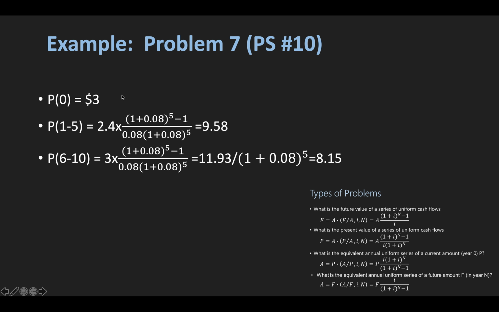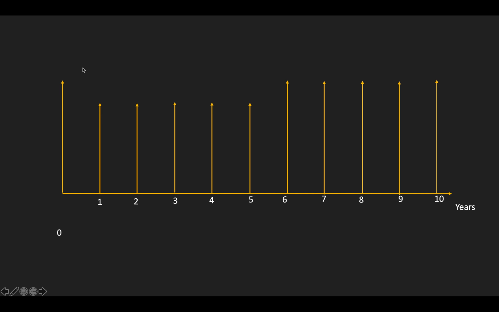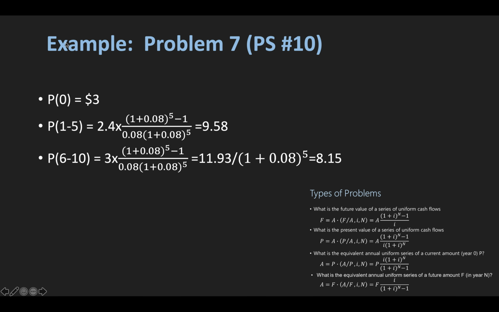First, we do this. Year 0, the first part. Here we don't need to do anything because this cash flow happened at year 0, so we don't need to do any conversion. We can just put a number here. P0 equals 3. That's the first part. The second part is from year 1 to year 5.